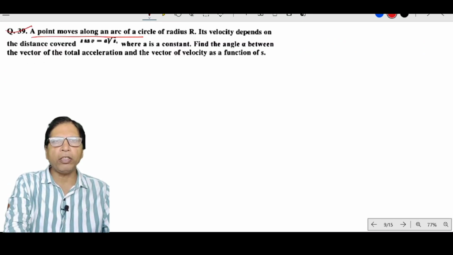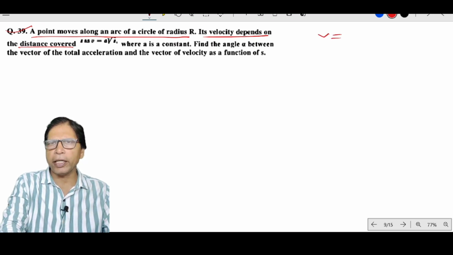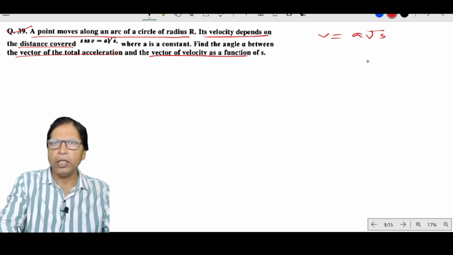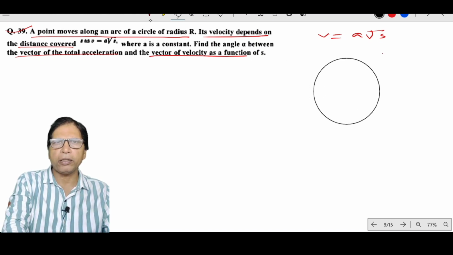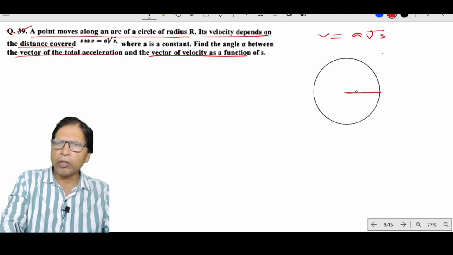A point moves along the arc of a circle of radius r. Its velocity depends on the distance covered s as v equal to a into root under s, where a is constant. Find the angle between the vector of total acceleration and the vector of velocity as a function of s. Suppose this is the circular path, and a point moves along the circular path.